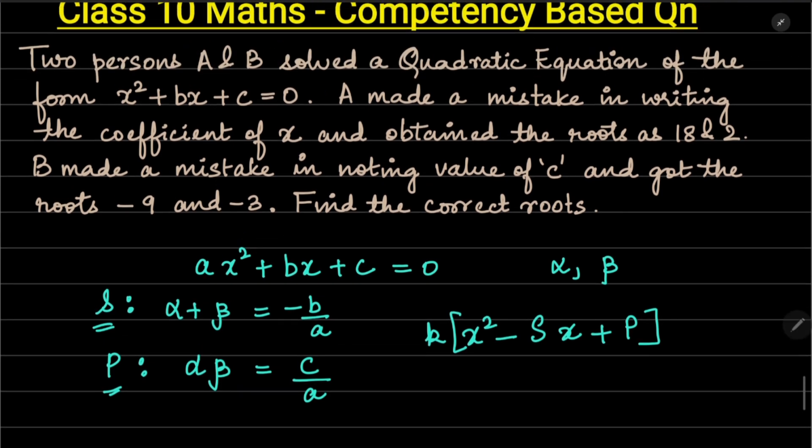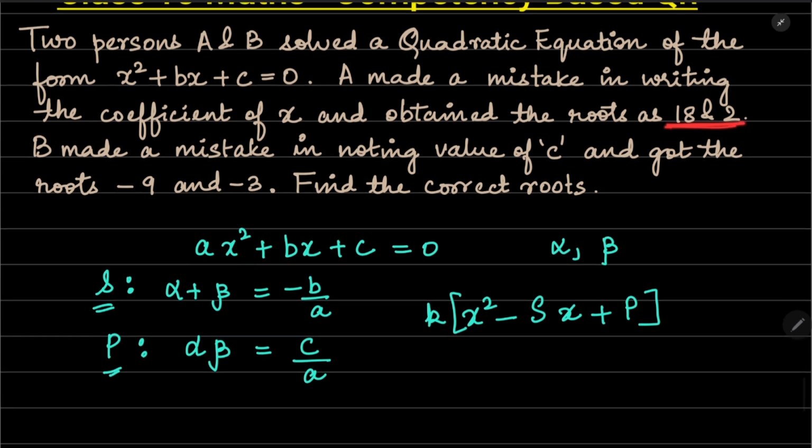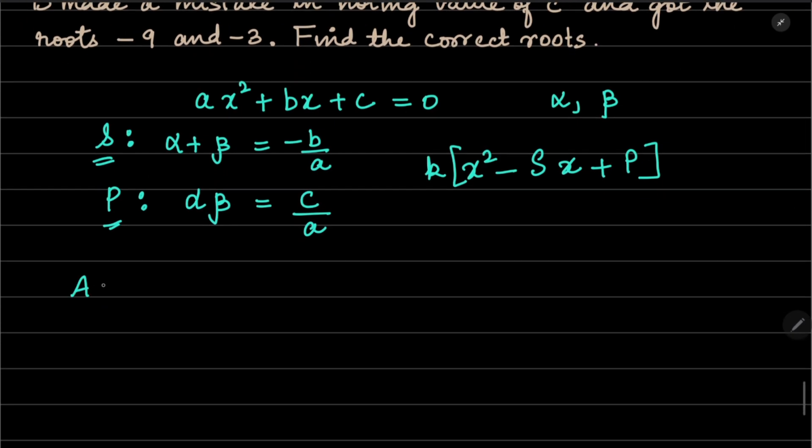Now, what is given? You are given two persons. They solved a general quadratic equation. A made a mistake in writing the coefficient of x, the correct value of b, and he obtained the roots 18 and 2. Of course, if he made a mistake in the value of b, his sum would have been wrong, but his product of roots would be correct, because the product of roots has c and a in it, right? So from person A, his product of the roots would be correct.